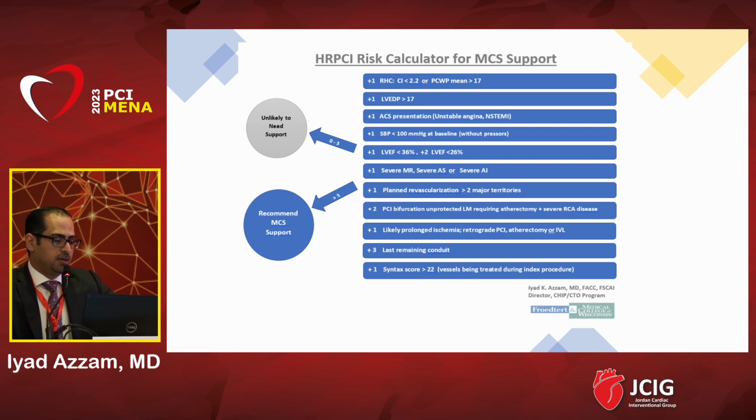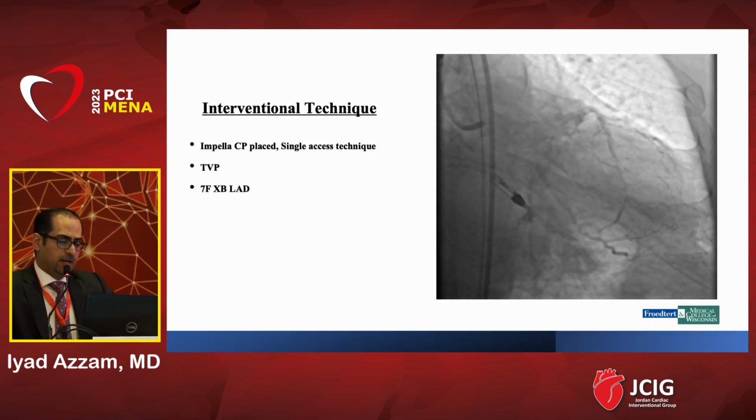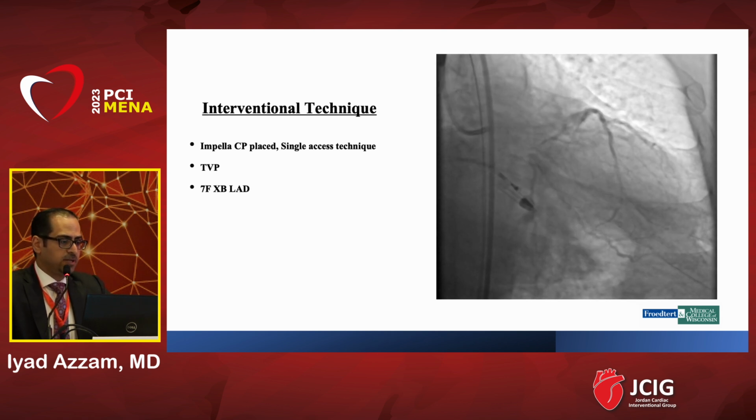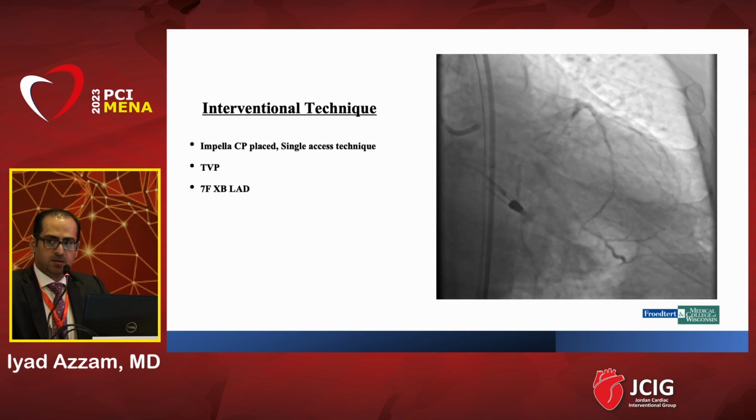We likely will be proceeding with unprotected left main artery intervention that includes atherectomy, and his SYNTAX score is more than 22. So, right common femoral arterial access was obtained. We placed a 14 French long sheath, then advanced Impella CP across the aortic valve.